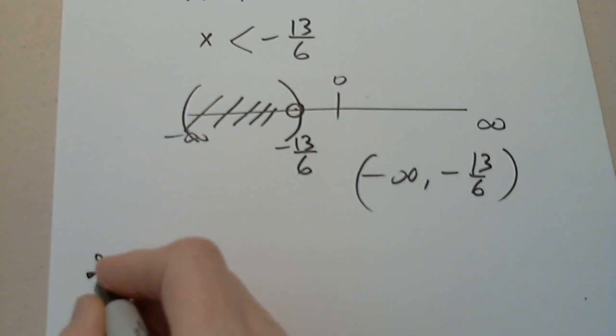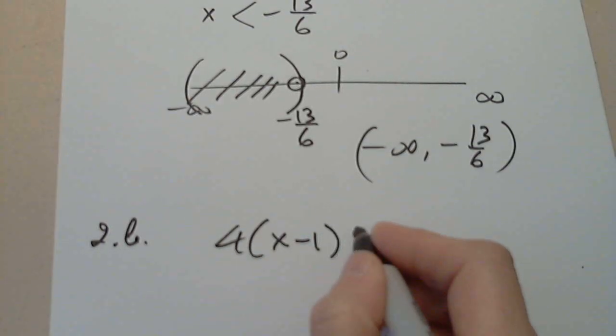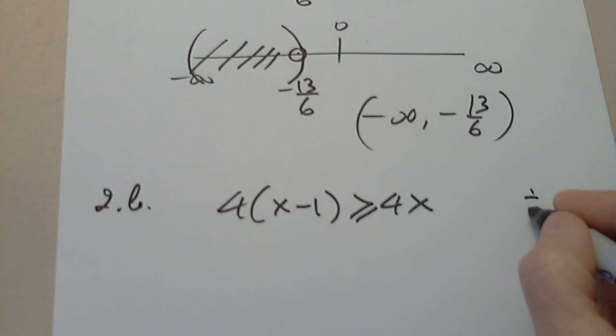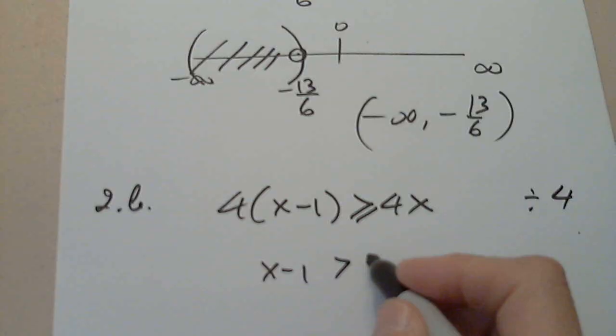Okay, on 2B. We have 4 times the quantity x minus 1 greater than or equal to 4x. I would recommend dividing both sides by 4. When I divide this by 4, I have x minus 1. When I divide this by 4, I have x.